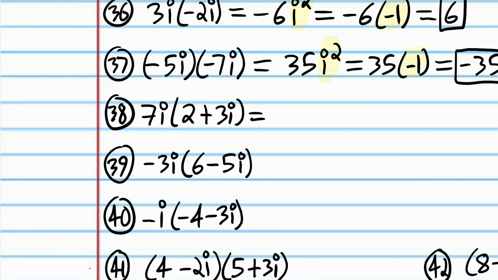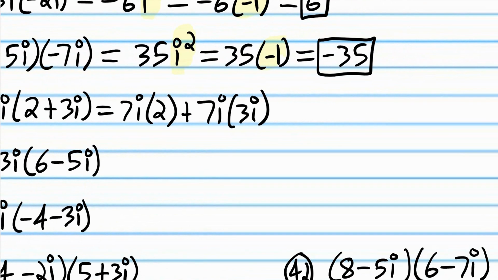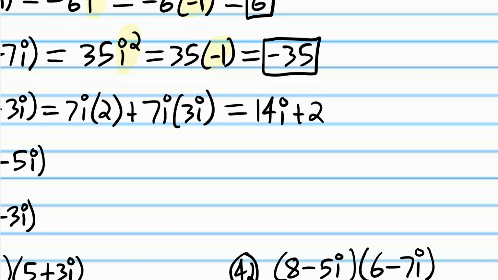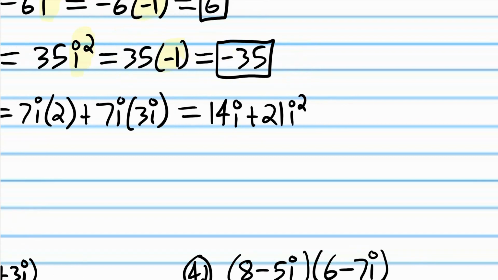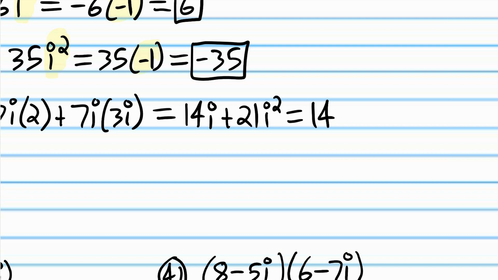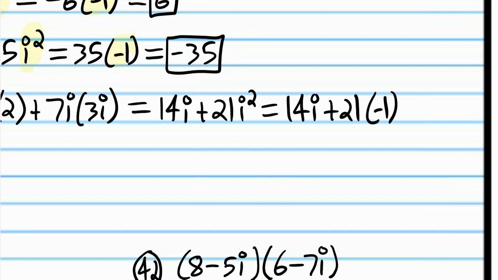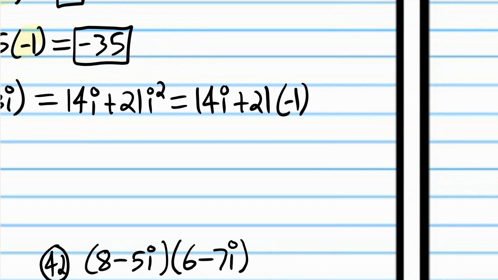All right, we're back. 7i times 2 and 7i times 3i. 7i times 2 is 14i. 7i times 3i is 21i squared. And i squared is just negative 1. And so our final answer would be 14i minus 21.